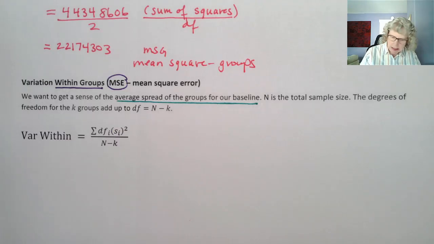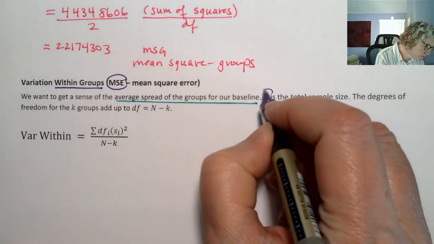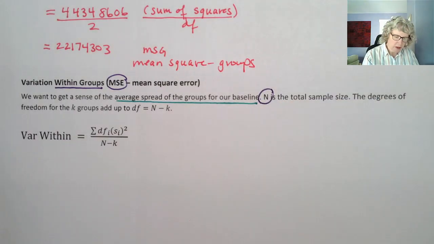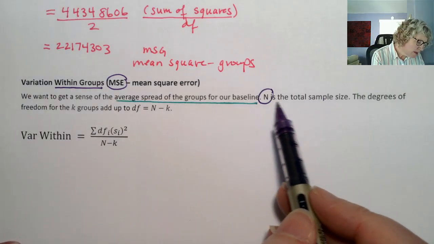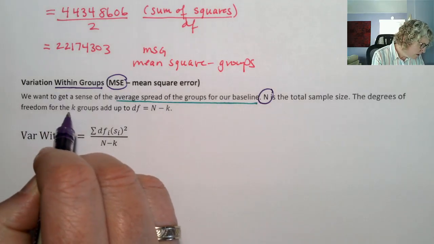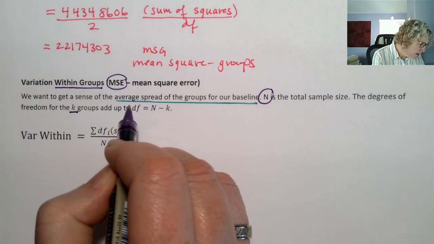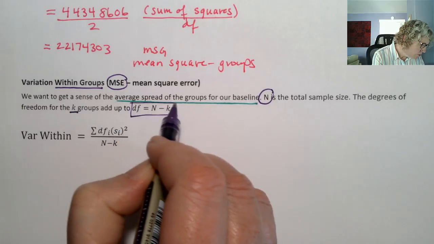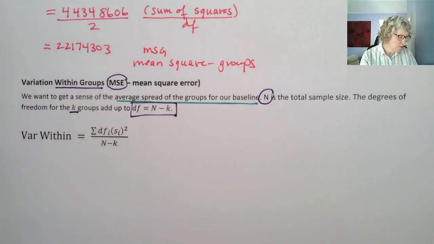Okay, and N, capital N, is the total sample size. Okay, so just like we use capital X bar for the overall mean, in a lot of cases the case doesn't matter, but since in this case we have groups and an overall, it matters. So capital N is the total sample size, and the degrees of freedom for the K, we have K groups, the degrees of freedom add up to N minus K, okay, or the total degrees of freedom, N minus K.